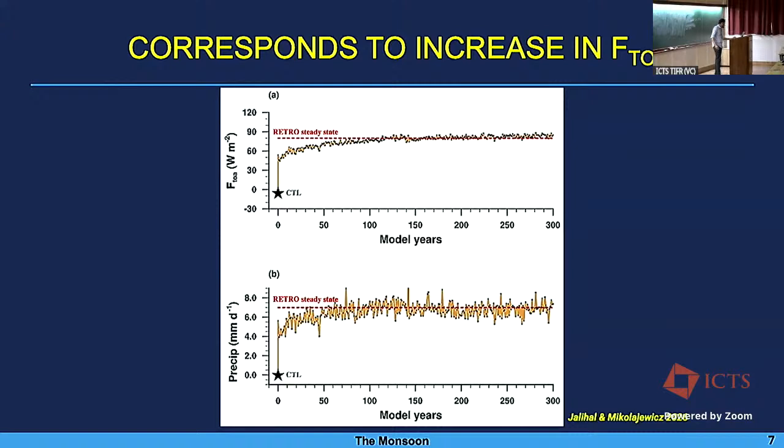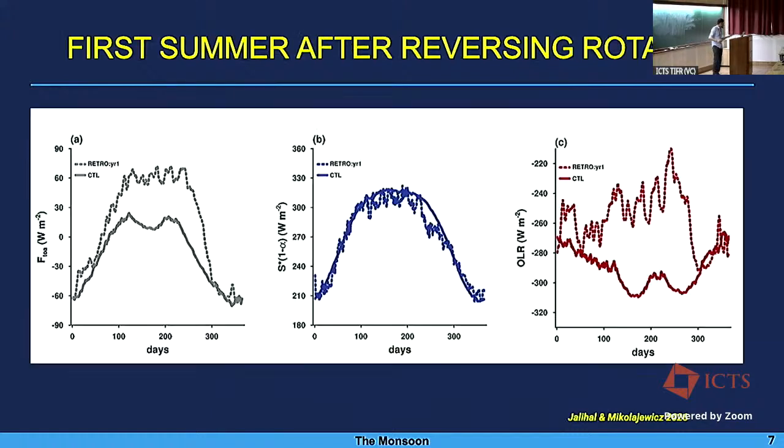Another interesting thing is that this is all JJA, I have taken June, July, August average parameters for the first 300 years. If we look at the daily evolution in the first year, so this is the day when rotation was reversed, and that's 365 days. So first year, the left side is F2R, middle is absorbed shortwave, S minus alpha S, and this is OLR.